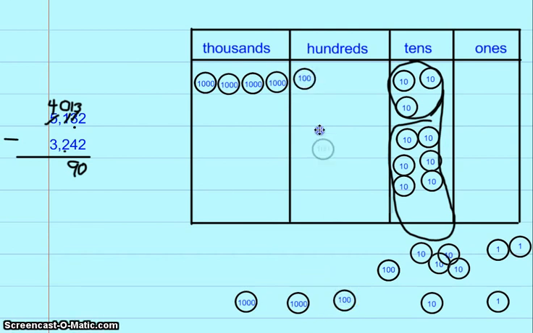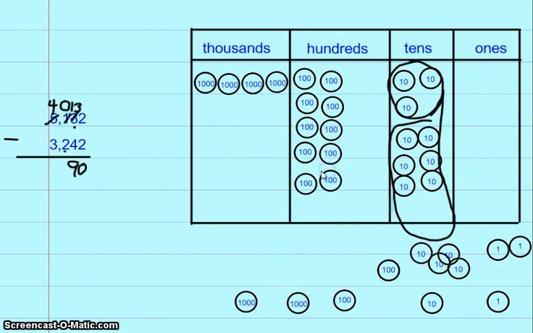100, 200, 300, 400, 500, 600, 700, 800, 900, 1,000. So how many hundreds did we get for 1,000? 10, of course. I didn't have any there to start with. There's my 0. So now I have 10 hundreds. Now I can take off my 2, which would leave 8, of course.